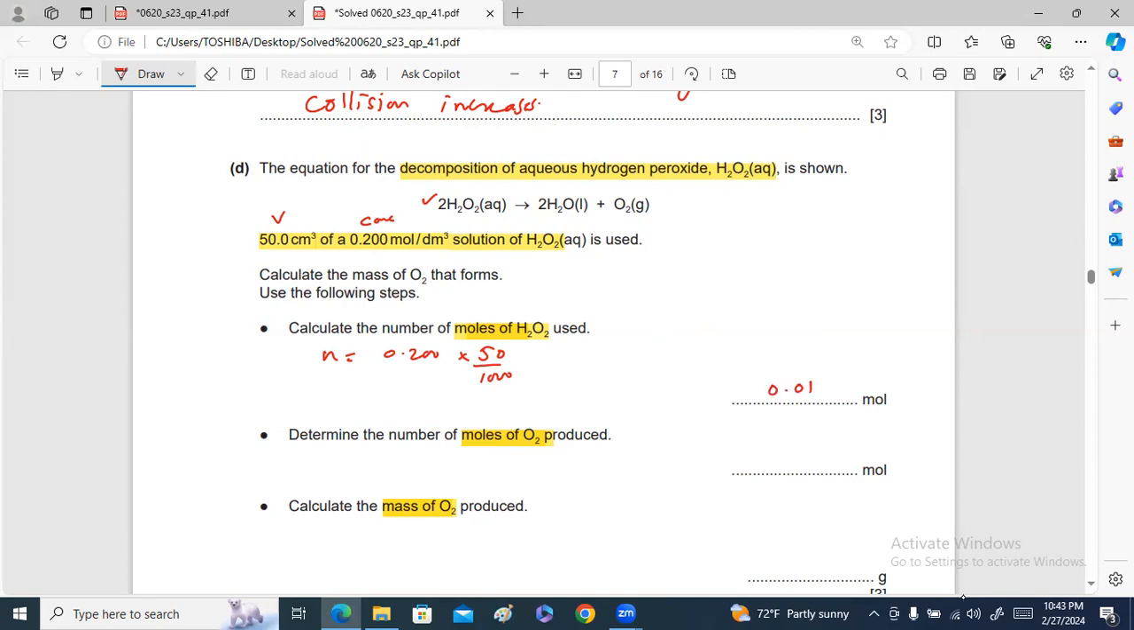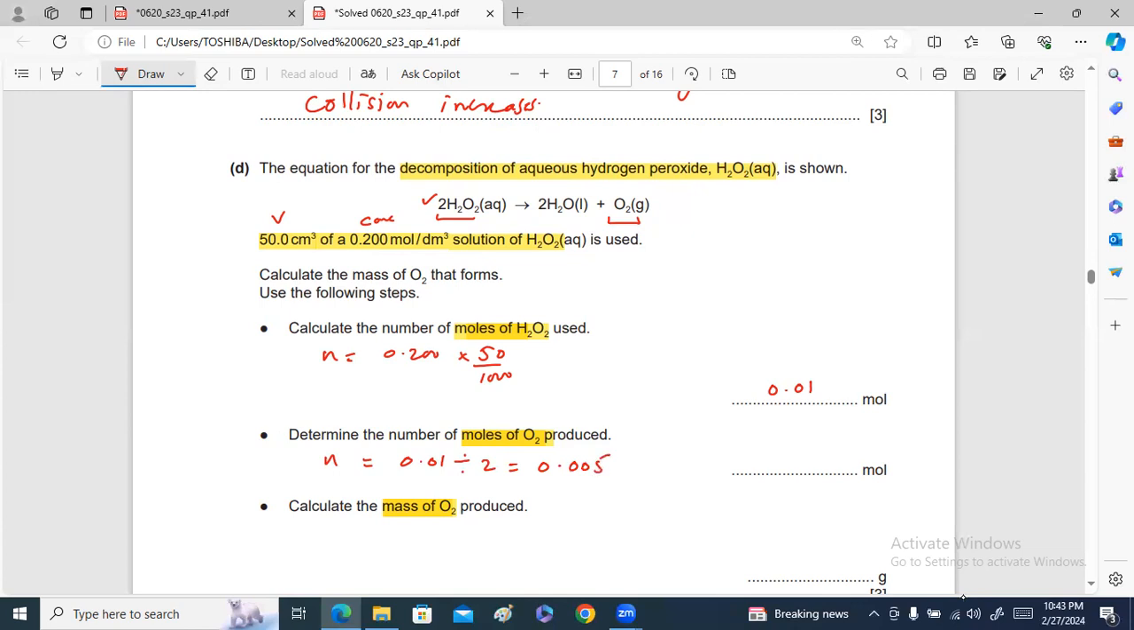Determine the number of moles of oxygen produced. We can use the stoichiometry of the equation, or the ratio of hydrogen peroxide and oxygen. So 2 moles of hydrogen peroxide give 1 mole of oxygen. So if you halve it, you will get the moles of oxygen, which is 0.005.